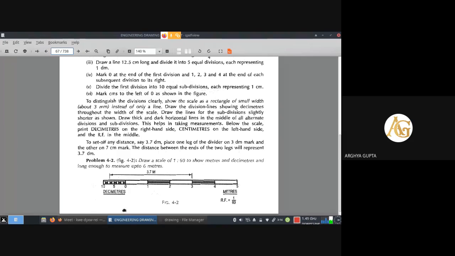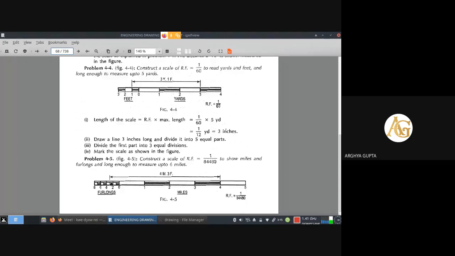But in this plain scale, we cannot show centimeter. So in order to mark centimeter, we have to divide this smaller part into 10 equal parts. But it is very difficult to divide that small part into 10 equal parts linearly. So what is being done here? The principle of diagonal has been applied.